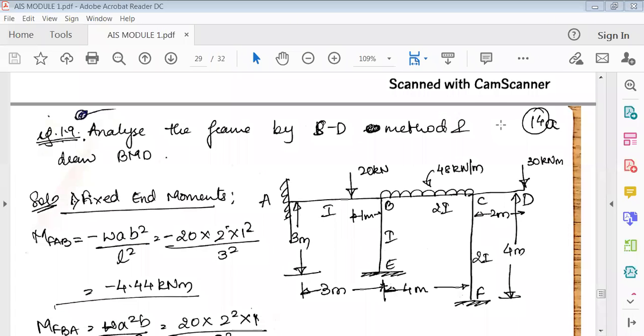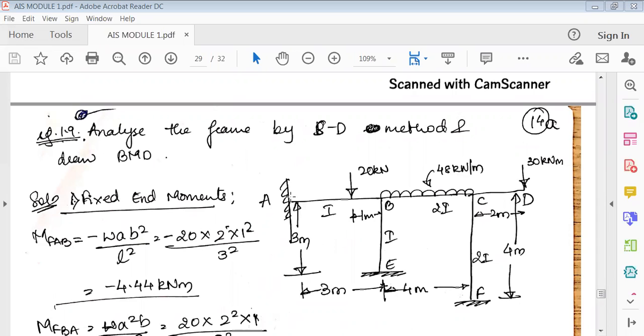Hello everyone. So the next problem is to analyze the given frame by the slope deflection method and draw the bending moment diagram. Here again the frame is a little bigger, but all the steps are the same like before. It is just lengthy, but all the concepts and logic applied are just like before.